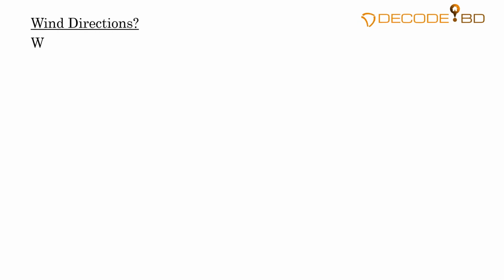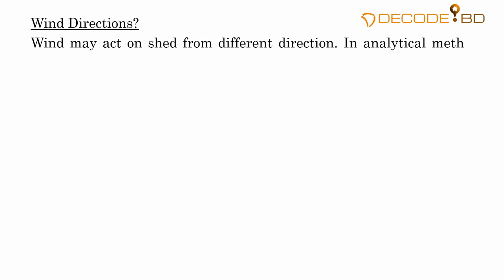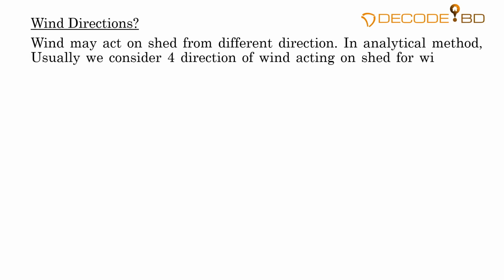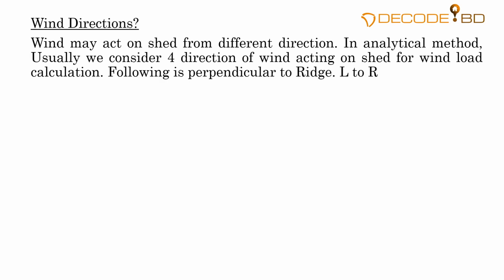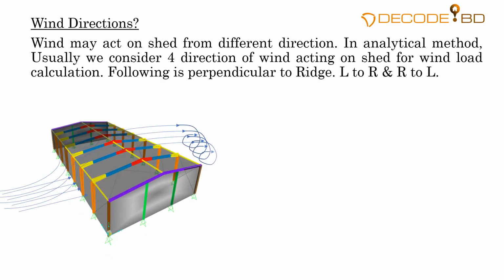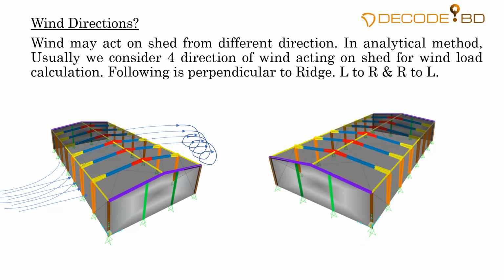Wind directions. Wind may act on a shed from different directions. In the analytical method, usually we consider 4 directions of wind acting on the shed for wind load calculation. The following is perpendicular to ridge, left to right and right to left. You can see the figure, one is from left to right and another one from right to left.